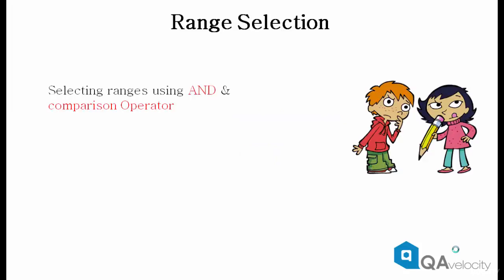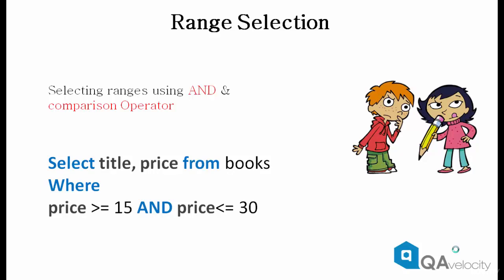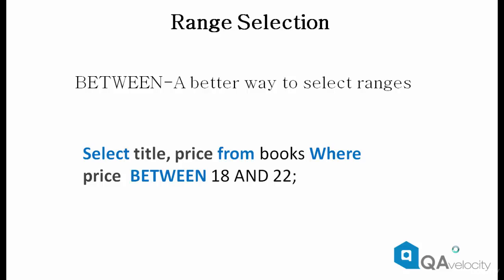Let's say Greg asked for all the books whose price comes between $15 and $30. We can use comparison operators to select ranges and the query would be select title, price from books where price is greater than or equal to 15 and price is less than or equal to 30. So to tackle the same issue, SQL also provides a keyword BETWEEN, which provides an easy way to select ranges. Let's write the same query of books price between 18 and 22 using BETWEEN. If you see our query, select title, price from books where price between 18 and 22. So it's a better way to select a range.